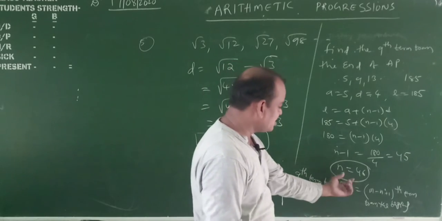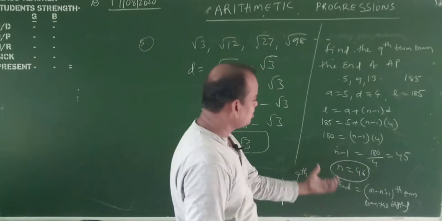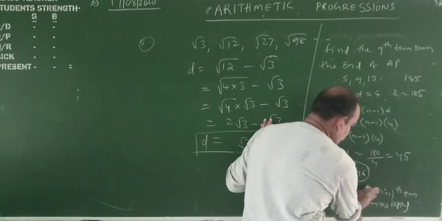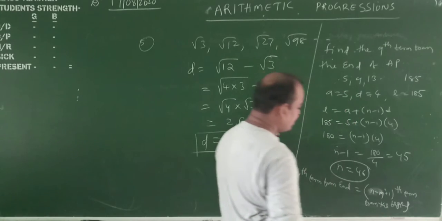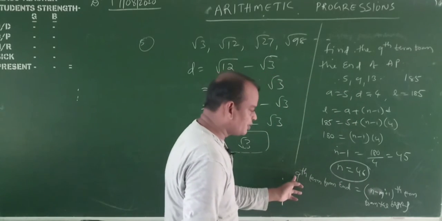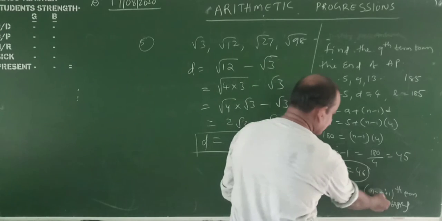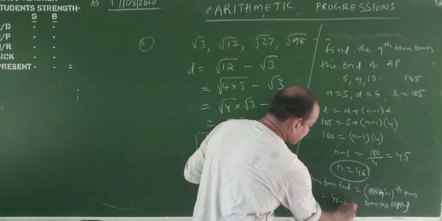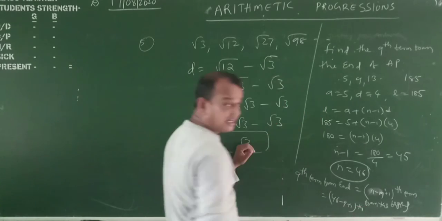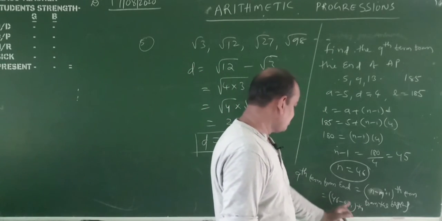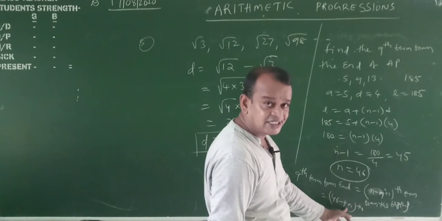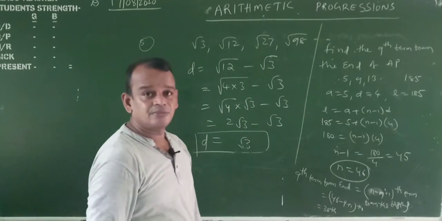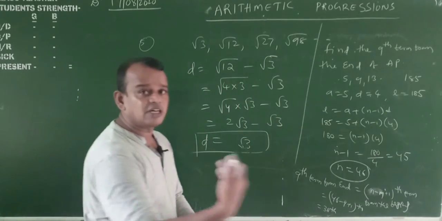Here m is the total number of terms, and the ninth term means nth term, no problem at all. Here write m minus n plus 1. The total number of terms is 46, and n is 9. So 46 minus 9 plus 1th term from the beginning. 46 plus 1 is 47. 47 minus 9 means 38. We will find the 38th term. Therefore, the ninth term from the end is equal to the 38th term.